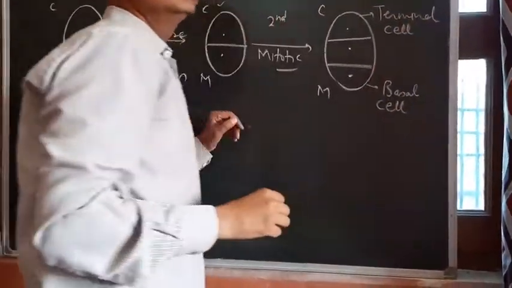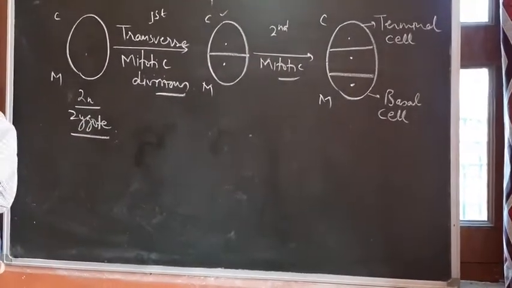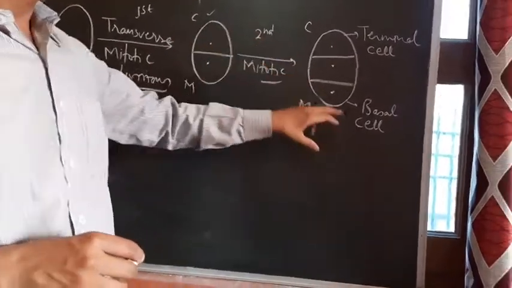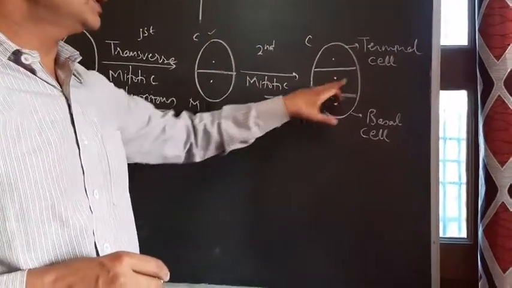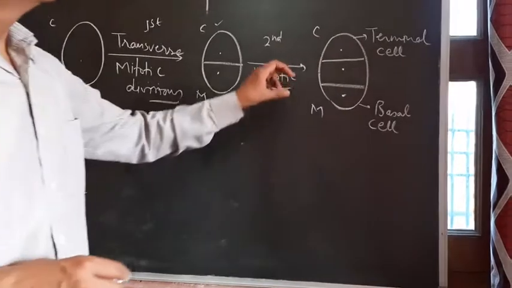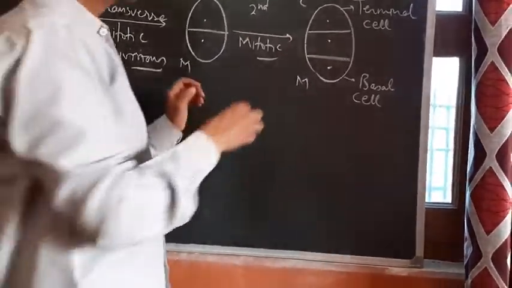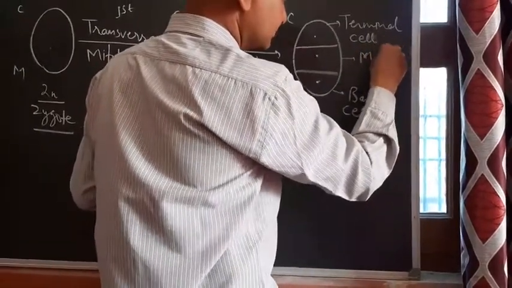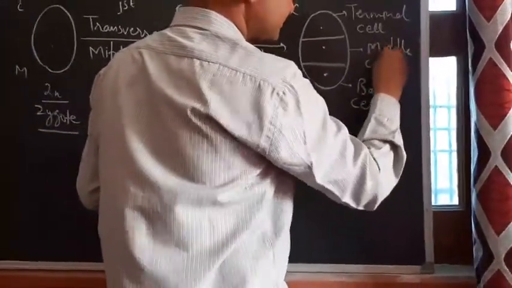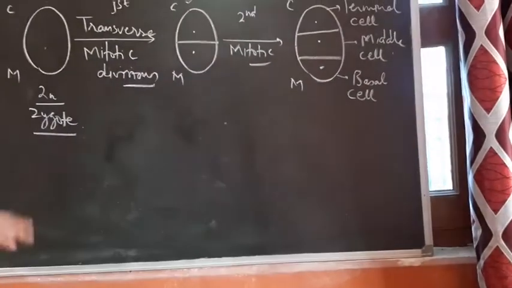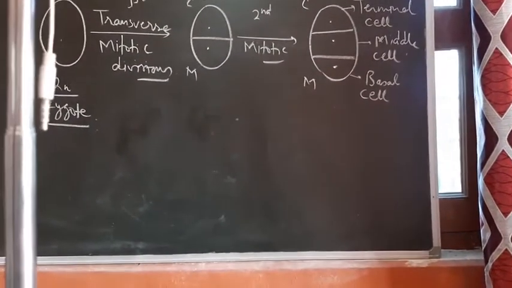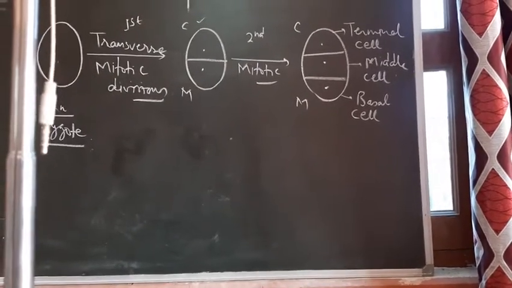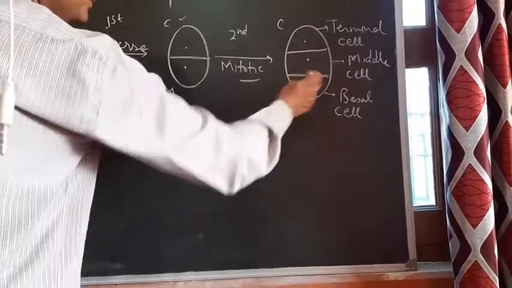And if we recall what happened in the dicot plant, there only a two-celled structure was formed, in the form of a basal cell towards the micropylar and a terminal cell at the chalazal end. But here three cells are forming. The cell in the middle is called the middle cell. This is the outcome of the second mitotic division. And now we will proceed with the further process of embryogenesis from this structure.